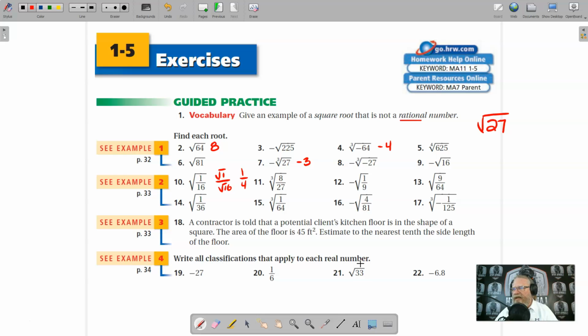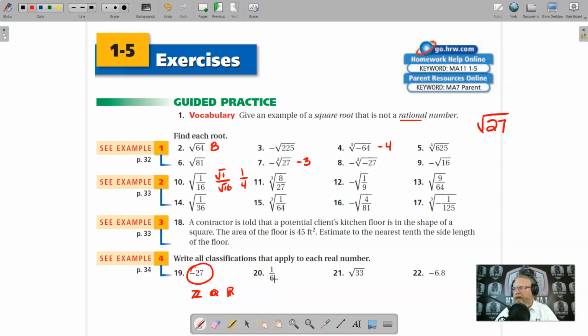From there, let's look down here at number 4. Write all classifications that apply. Negative 27 is an integer, represented with the Z, right? It's also going to be a rational number, negative 27 over 1, and it's also a real number. So it belongs to all those groups.